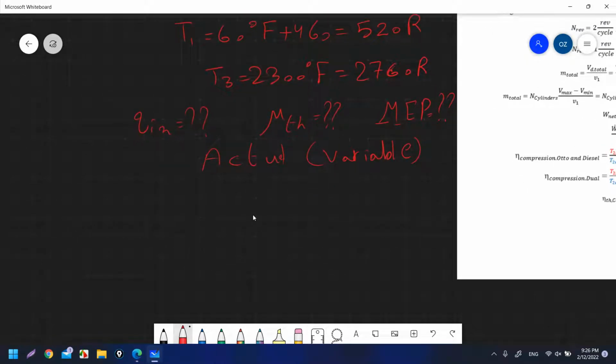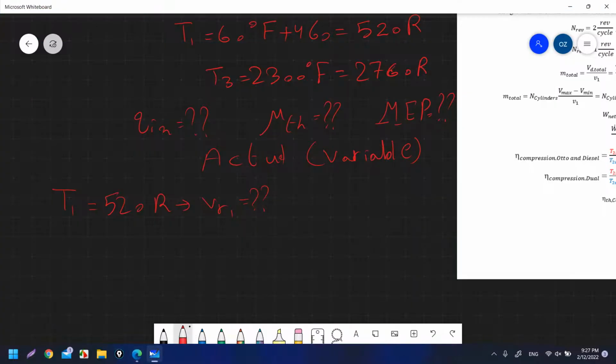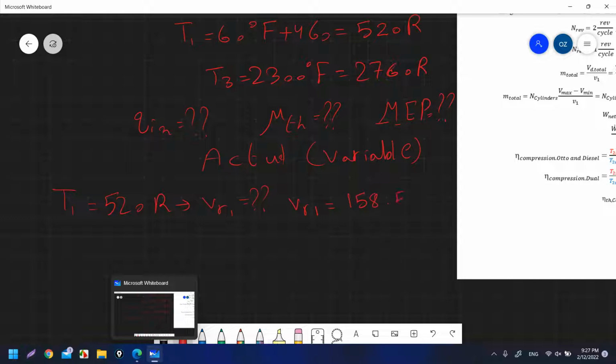First, I want to find VR1, so I will use T1 equal to 520 Rankine to find VR1. Okay, so let's go to table A17, 520. This one is VR1, and so VR1 is equal to 158.58, and it's a dimensionless quantity.